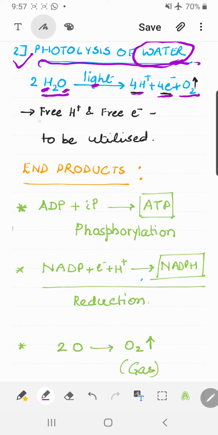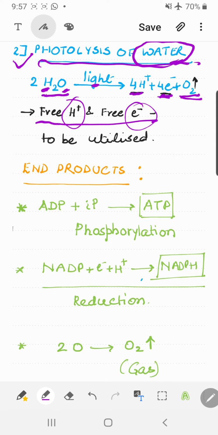Now you just see that I have written here free hydrogen ions and free electrons to be utilized. That means if any reaction is taking place, obviously it's not going to be there in vain. You have to use all these hydrogen ions and free electrons. Oxygen is liberated, so we use it for our respiration, right? But hydrogen ions and electrons are supposed to be utilized. Just keep this in mind that this is something pending. You have to take care of these hydrogen ions and electrons, right?